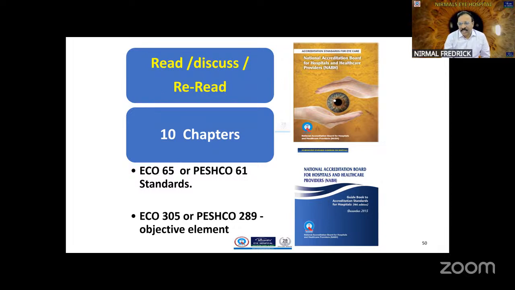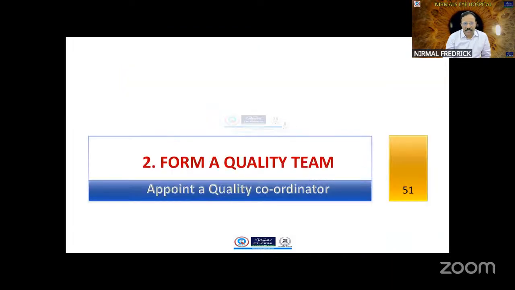The standards are worded in a legal format. But if you go through the guidebooks and our CME series, it is written in very lucid, simple language, and the 10 chapters are easily dealt with, and it also gives an approach to implementing those chapters and standards in your hospital. The ideal standard for an eye care organization is the ECO standard. This has 305 objective elements and 10 chapters.